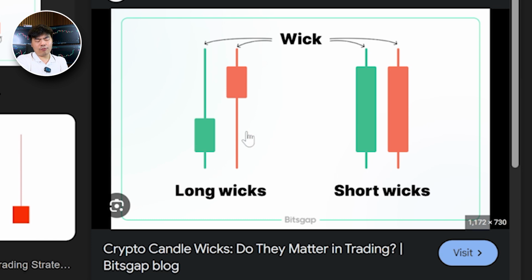And how about if the candlestick has only one wick, not like this? For example, there is no upper wick, just the bottom wick like this, just the lower wick. It means in that particular moment, there is very, very strong buying pressure, and there are few sellers, more buyers.